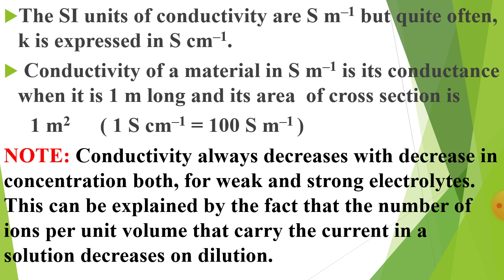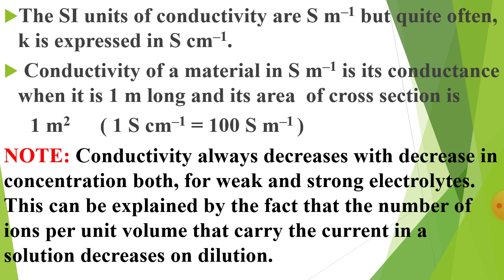Note this point, as this question may be asked many times in the board examinations. The conductivity always decreases with decrease in concentration for both electrolytes, that is weak or strong electrolytes. This I have told you. Electrolytes are of two types, weak and strong. Their conductivity always decreases with decrease in concentration for both electrolytes.